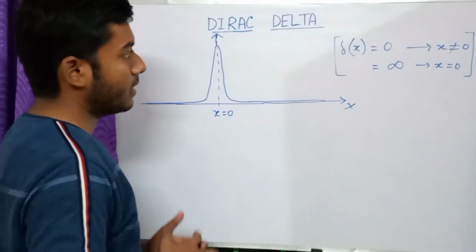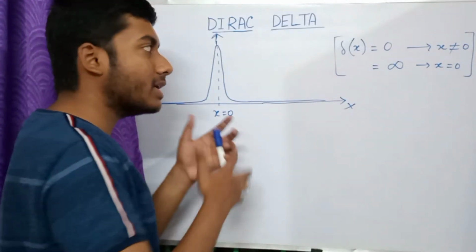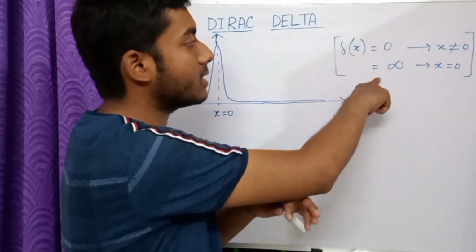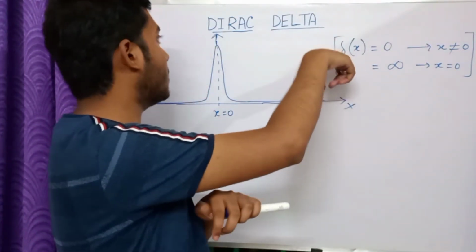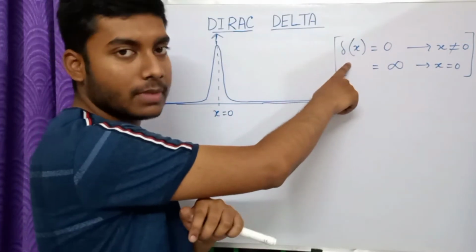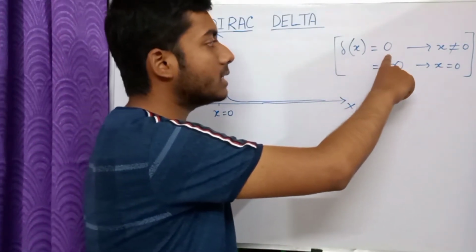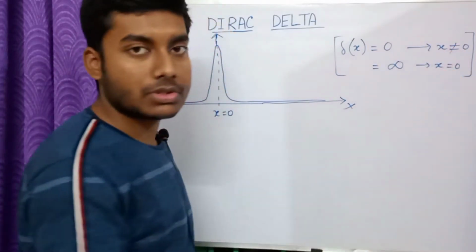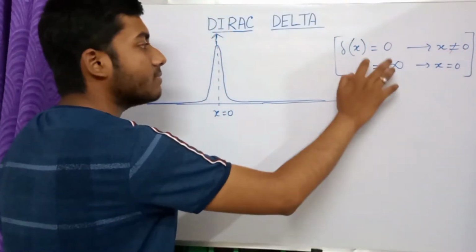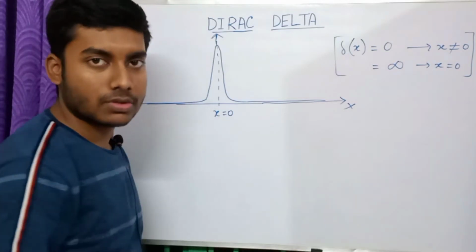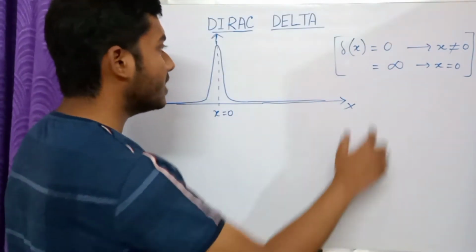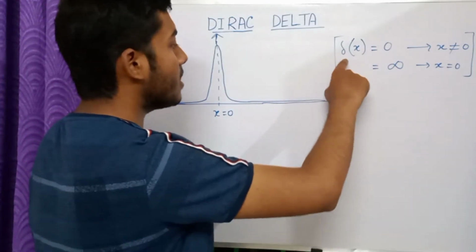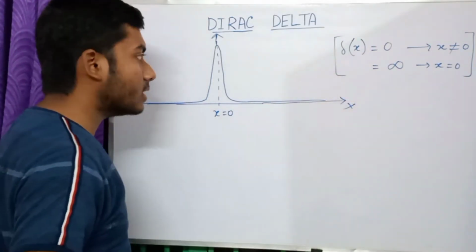The Dirac delta function is defined this way. We have a function, delta of x, which represents the Dirac delta function. Delta of x is equal to 0 at any value of x except at x equals 0, and its value is infinity at x equals 0. So this is the graph of this function, the Dirac delta function.